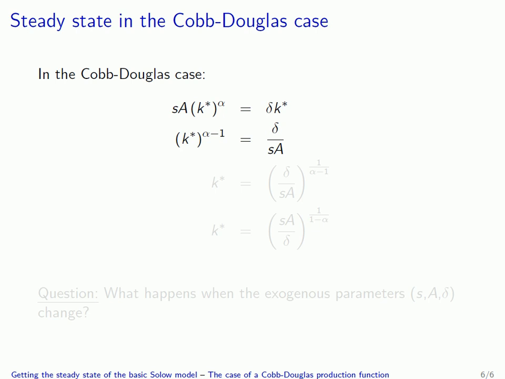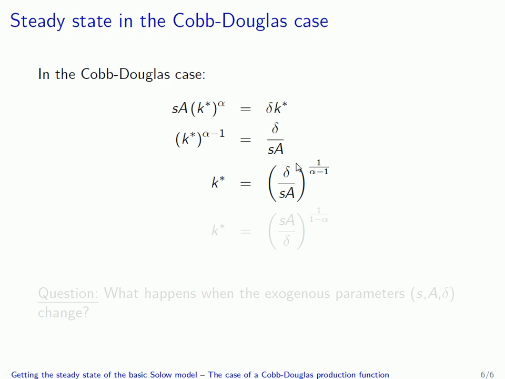And then at this point, you only want to have k star, so you need to raise this equation to the power 1 over alpha minus 1. Here you are. K star is equal to delta over sA, to the power 1 over alpha minus 1.